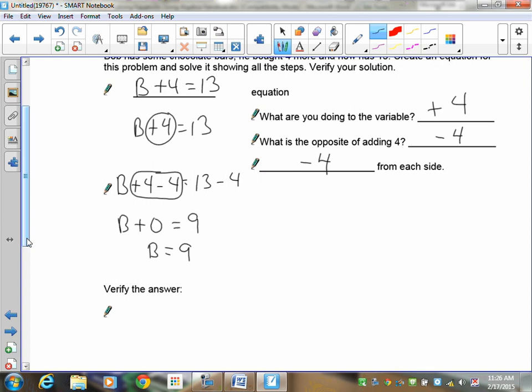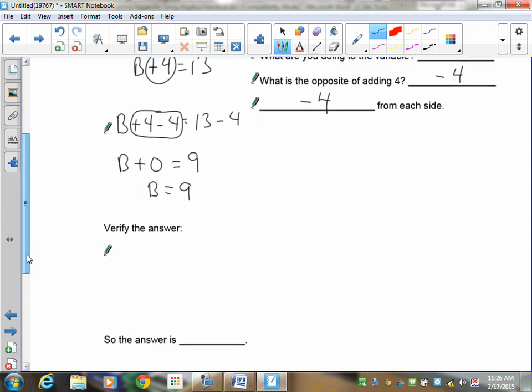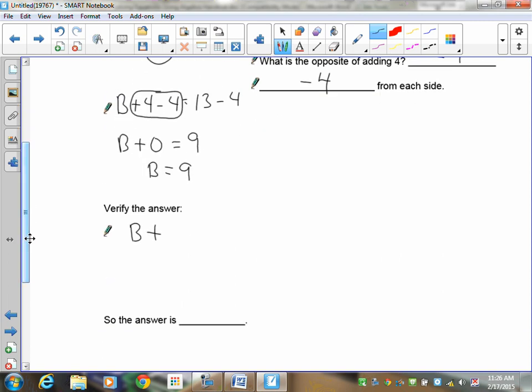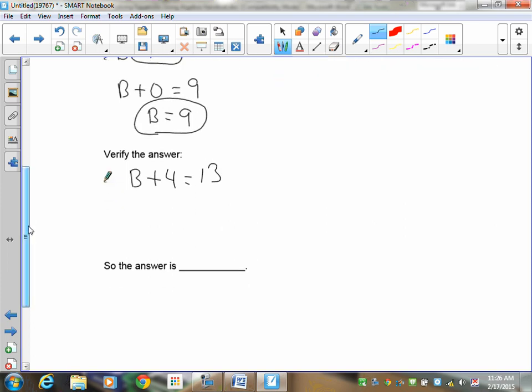Now, let's find out if I'm correct. To verify my answer, I'm going to put down my equation. B plus 4 is equal to 13. I said my answer was 9, so take my b out, put your 9 in its place. And now, does it balance? 9 plus 4 is actually 13. So I know that since my left side and my right side are equal, the answer is correct. So Bob started with 9 chocolate bars. Okay? Let's go to the next one.